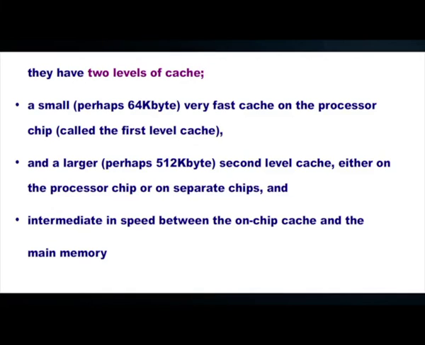In practice, many computers introduce another level into the hierarchy. They have two levels of cache: a small, perhaps 64 KB, that is 64 kilobyte, very fast cache memory on the processor chip called the first level cache, and a larger, perhaps 512 kilobyte, second level cache either on the processor chip or on a separate chip, intermediate in speed between the on chip cache and the main memory.